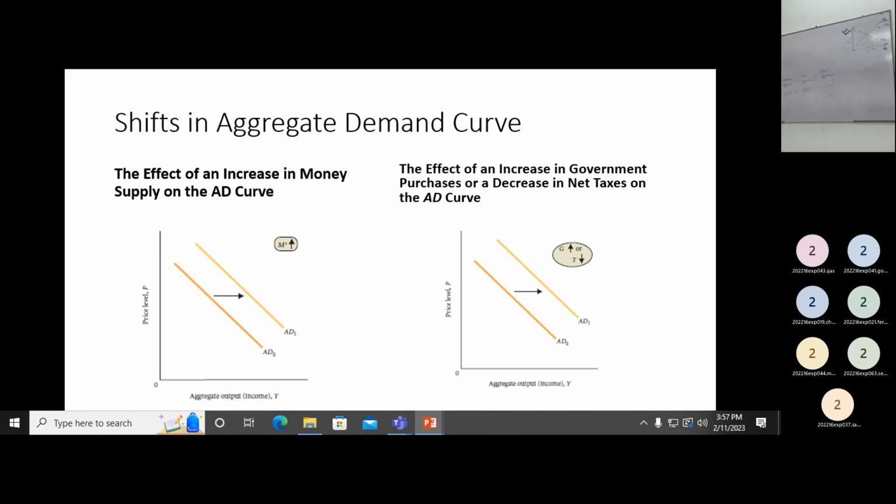So what will happen in the goods market? People have more money. There's more money in circulation. So what do people do? They demand more goods and services. They have money, so they can purchase. So they will demand more goods and services.